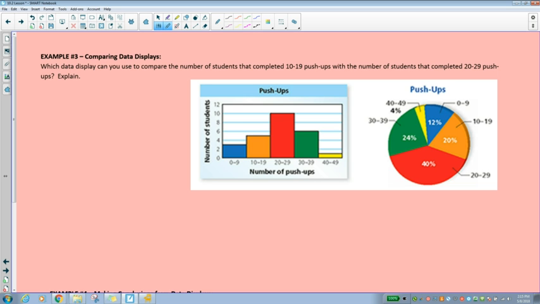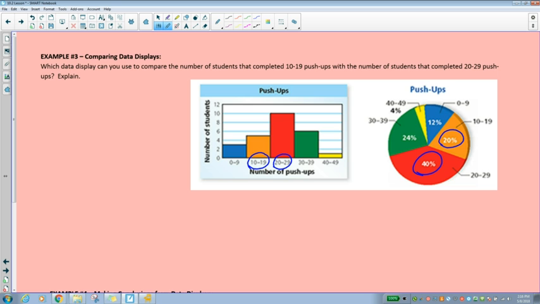So if you look at the histogram, we're comparing the number of students that completed 10 to 19 push-ups with the number that completed 20 to 29 push-ups. And so I circled the two bars that we're comparing in the histogram, and I know that we have 5 students that completed 10 to 19 push-ups and 10 that completed 20 to 29 push-ups. And in the circle graph, we're going to look at those same colors. So 40% of the students completed 20 to 29 push-ups, whereas only 20% completed 10 to 19 push-ups.